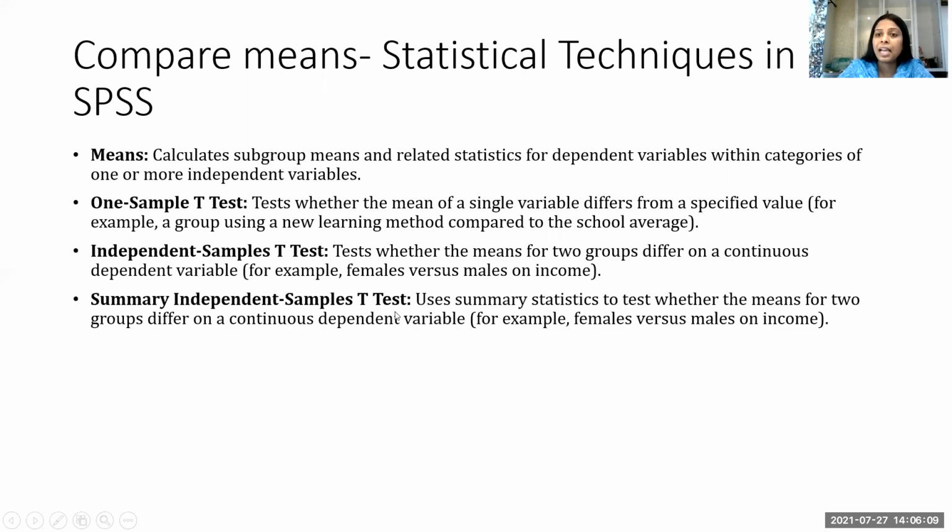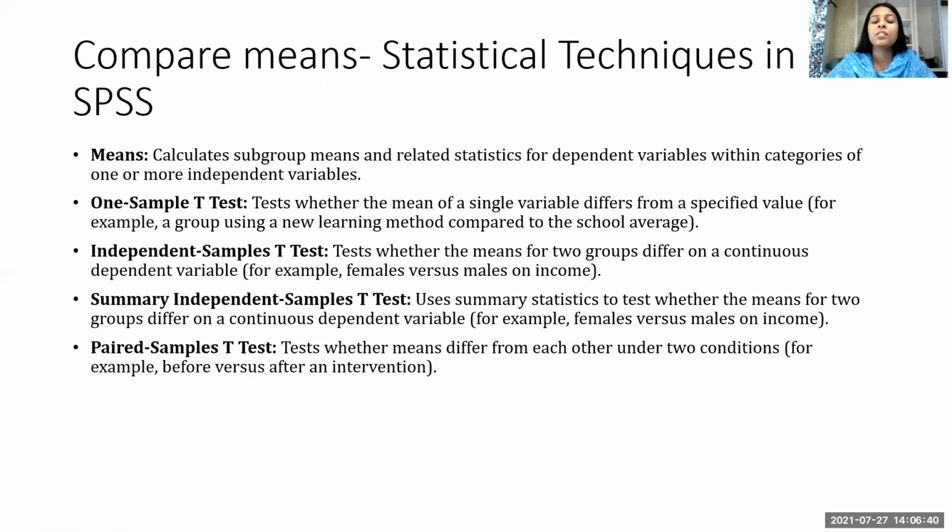The summary independent sample t-test is similar to your independent sample t-test, but it uses summary statistics to test whether the means for two groups differ on a continuous dependent variable. So more summary statistics are given in the summary independent sample t-test. We'll also see how we can do the summary independent sample t-test in the upcoming lectures.